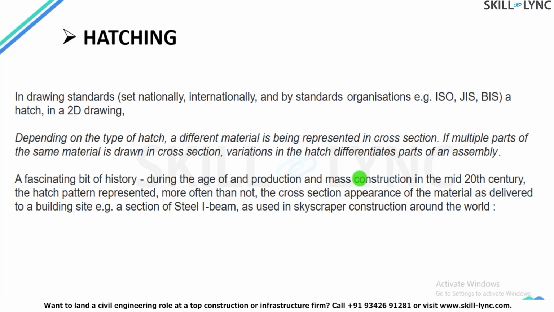So the hatch can be filled in a brick, or the hatch can represent tiles in a floor, or a hatch can be the cross section of a brick or a cross section of concrete, or it can be a steel cross section. The patterns are basically prescribed by the ISO or the Japanese standards internationally, and depending on the type of hatch, a different material is represented in cross section.